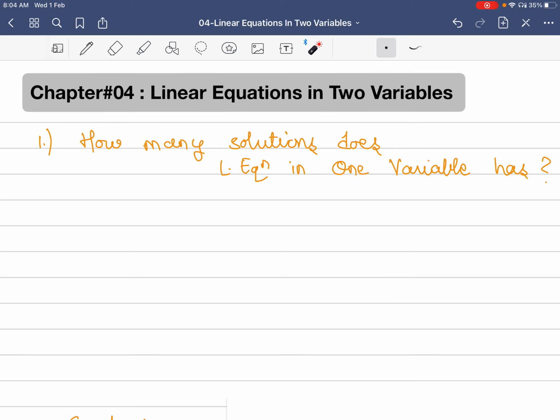So in this video of chapter number 4, linear equations in two variables, we are going to try to answer the question how many solutions a linear equation in one variable has. Then we'll go ahead and develop this concept into how many solutions a linear equation in two variables has. So first, let's focus on linear equations in one variable. We want to find how many possible answers a linear equation in one variable has.